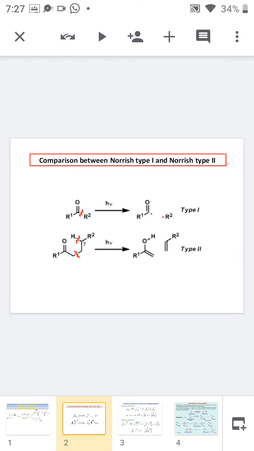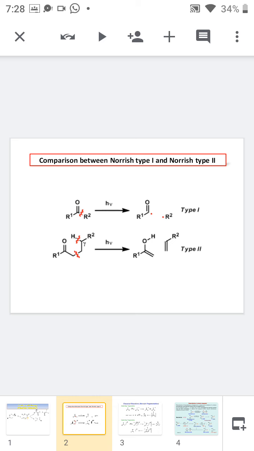Then let me compare the Norrish type 1 and Norrish type 2 reactions. In Norrish type 1, both of them occur through the carbonyl group, and Norrish type 1 alpha cleavage will occur on light radiation, whereas in Norrish type 2, first of all gamma hydrogen abstraction will occur, followed by the alpha beta cleavage. So this is the difference between Norrish type 1 and Norrish type 2.